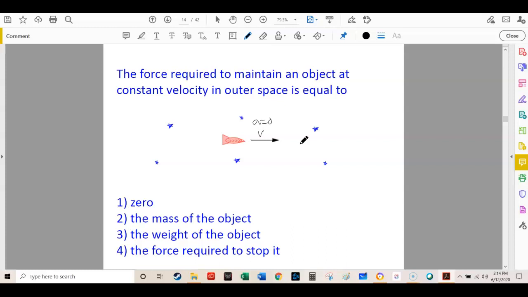0, the mass of the object, the weight of the object, or the force required to stop it. So go ahead and answer the question and really think about your own ideas and belief systems and what is your reasoning for choosing the object, 1, 2, 3, or 4. Okay, so pause the video and try this out.